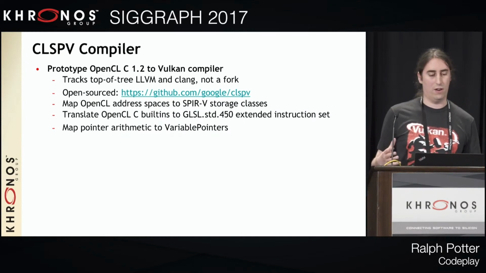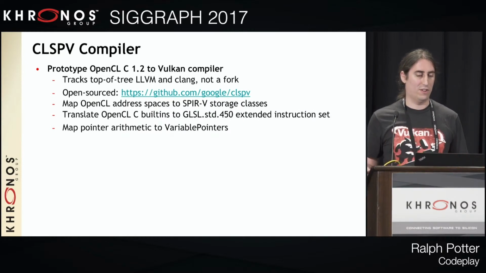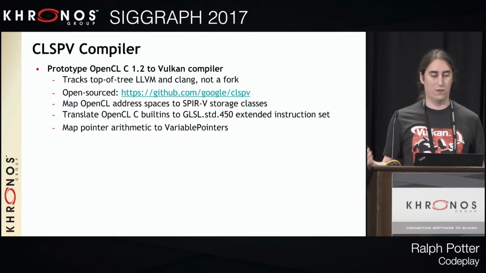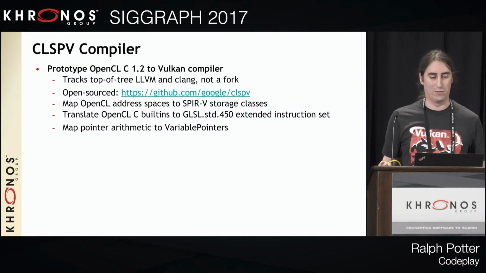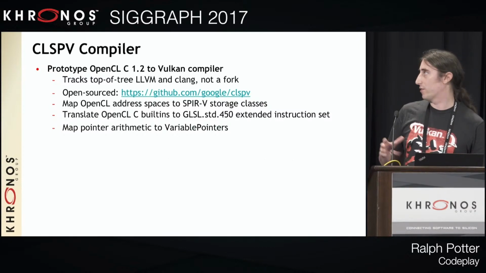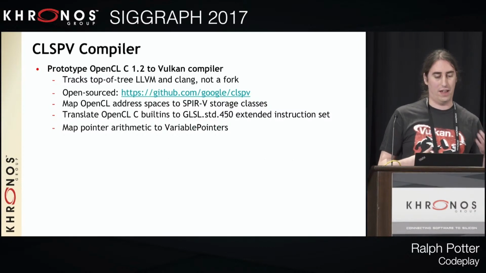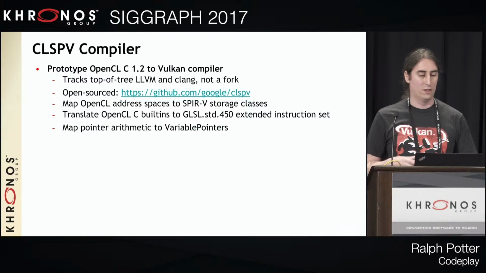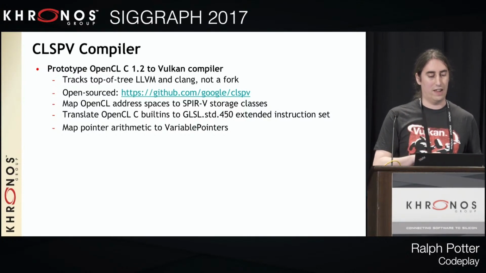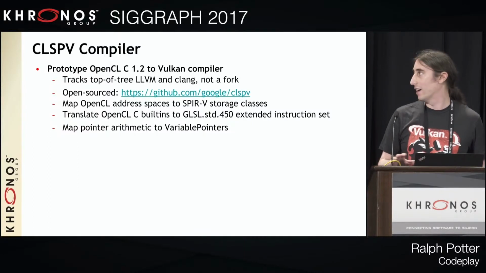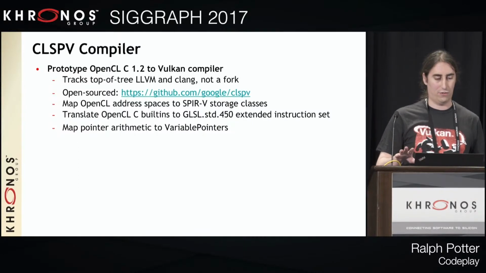So moving on to the compiler itself, it's a prototype OpenCL C 1.2 to Vulkan compiler. And by prototype, I mean it will blow up on you in certain circumstances. It's definitely experimental. It tracks the top of tree of LLVM and Clang. It's not a fork. So you can just go to GitHub, pull the actual compiler, pull the latest releases of LLVM and Clang, at least as of 2 days ago when I last tried it. And it should all build fine against tip of tree LLVM and Clang.